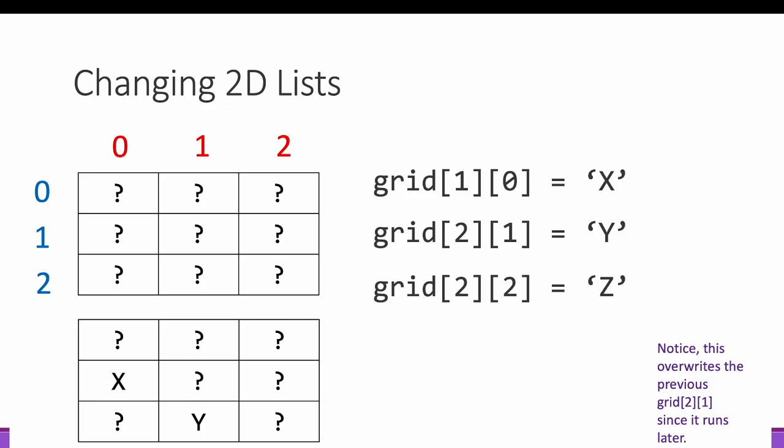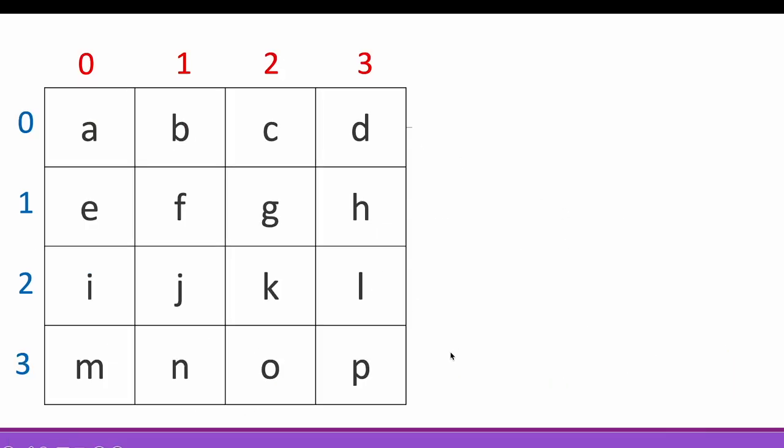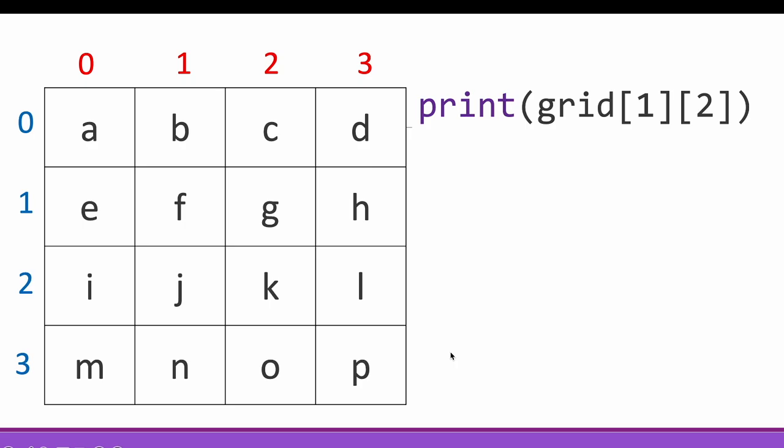Grid 2, 2 is z. That one's easier because they're both 2. And grid 0, 0 is a smiley face. Fun. Okay, now if we do grid 2, 1 again, this will overwrite the previous one because that's how lists and 2D lists work. So that will be row 2, column 1 is now equal to an exclamation point. Okay, and that will be the outcome if you start with nothing or start with question marks and then run these commands.